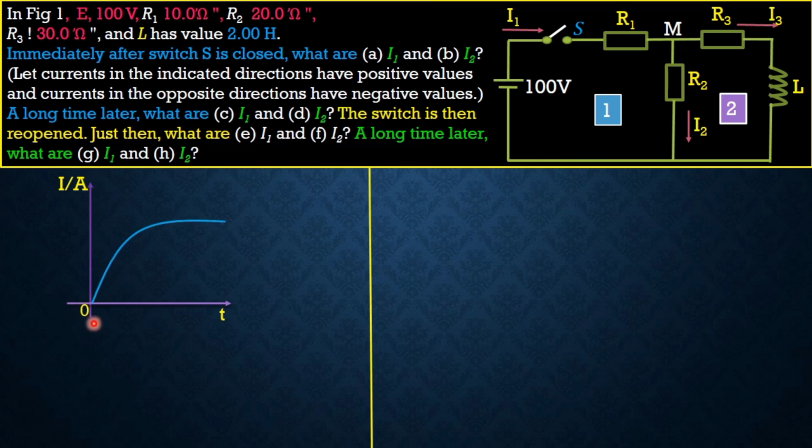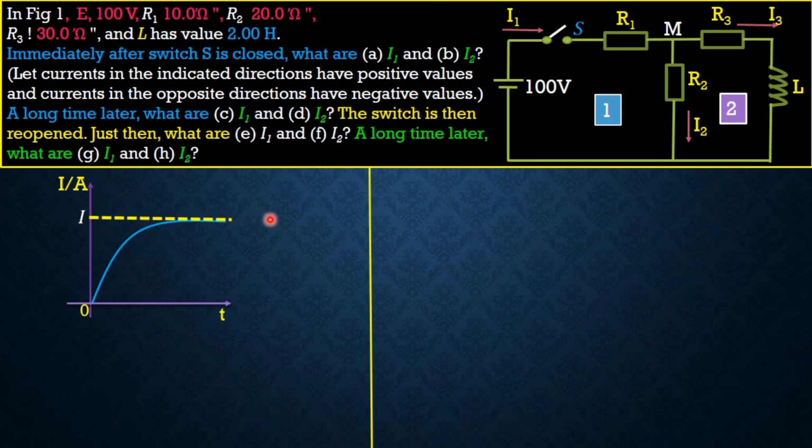Initially, the current in the branch that has the inductor is going to be 0. That is, at t equal to 0, the current is 0. Then after some time, the current is going to grow exponentially and reach some certain value. We can indicate here that this is the maximum value that the current through the branch that has the inductor is going to attain. We can give it some value I.